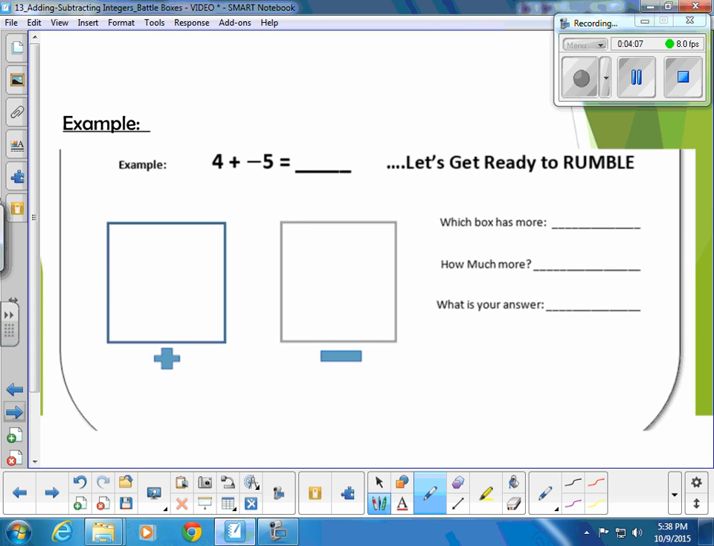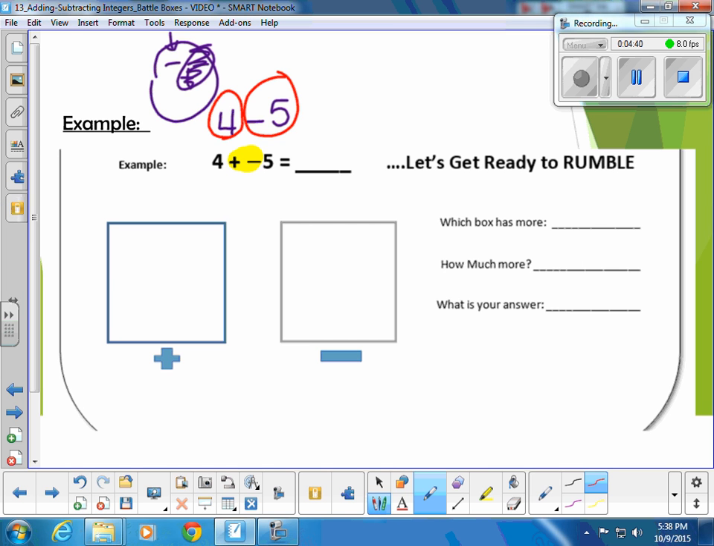So let's look at our example. This is an example that we've seen before. If we look here, I've got double signs. I need to get rid of those, so I'm going to use Integer Bob to help me. I've got a positive and a negative. Get rid of those. I have 1 negative left, so I'm going to rewrite it as 4 minus 5. Next step, I'm going to circle my 2 integers with the sign in front. So I have a positive 4 and a negative 5.